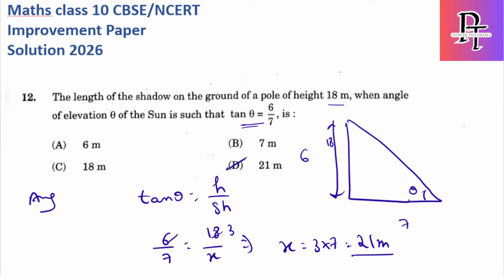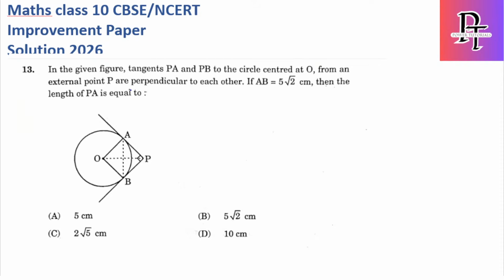Let's move to the next one. 13th question. In the given figure, tangents PA and PB to the circle centered at O from an external point P are perpendicular to each other. Okay, this they are showing perpendicular to each other. Okay, if AB is 5 root 2, AB is this one, which is 5 root 2, then the value of PA is equal to, PA is this one.